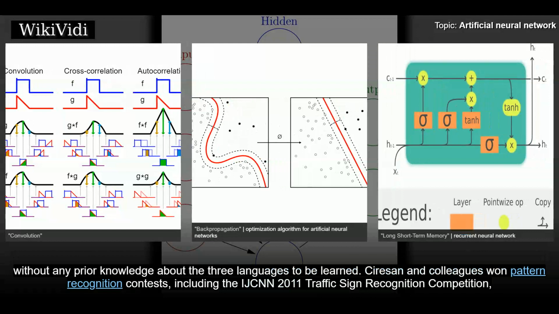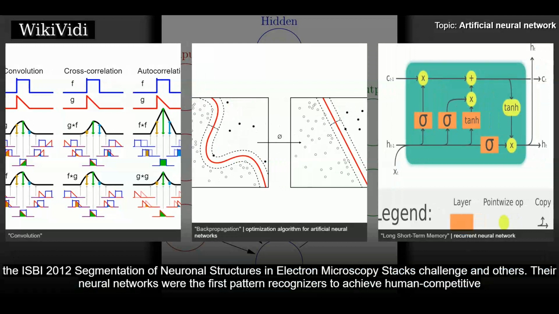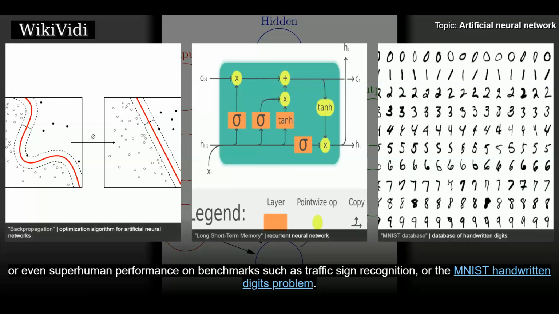Without any prior knowledge about the 3 languages to be learned, Ciresan and colleagues won pattern recognition contests, including the ICANN 2011 Traffic Sign Recognition Competition, the ISBI 2012 Segmentation of Neuronal Structures in Electron Microscopy Stacks Challenge, and others. Their neural networks were the first pattern recognizers to achieve human competitive or even superhuman performance on benchmarks such as traffic sign recognition or the MNIST handwritten digits problem.